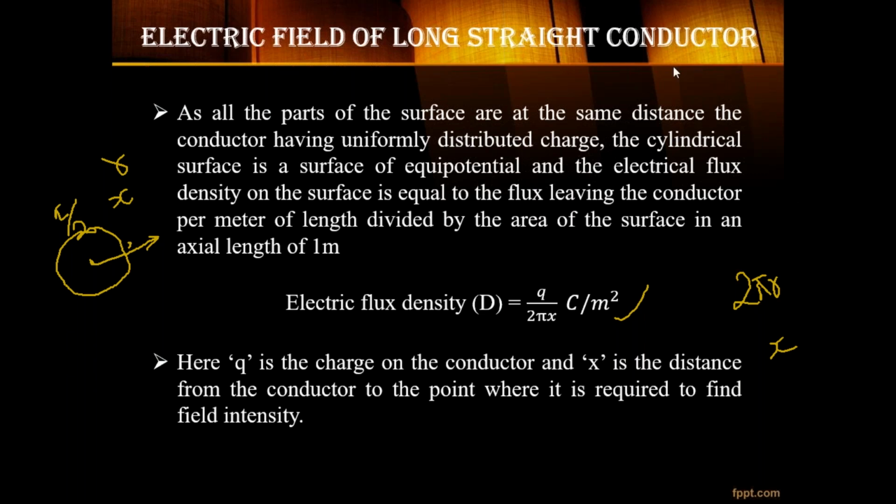Now here Q is the charge on the conductor and x is the distance from the conductor to the point where it is required to find the field intensity. So we are taking the distance. So this is the point. At this point, we have to find the field intensity due to the charge Q. So this is the equation. This formula is given by the electrical flux density due to the charge at the circumference of the conductor with equal distance.